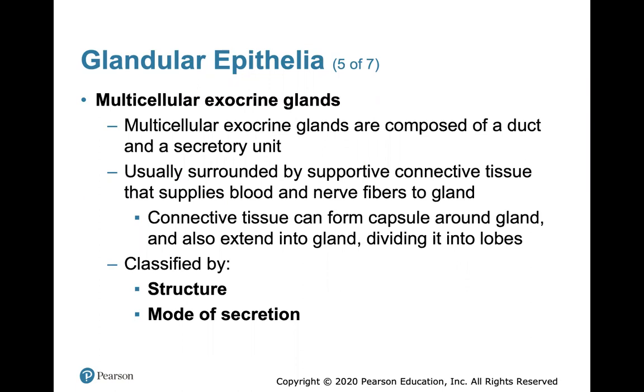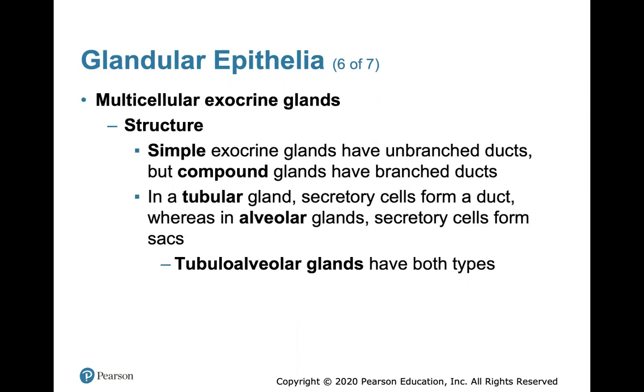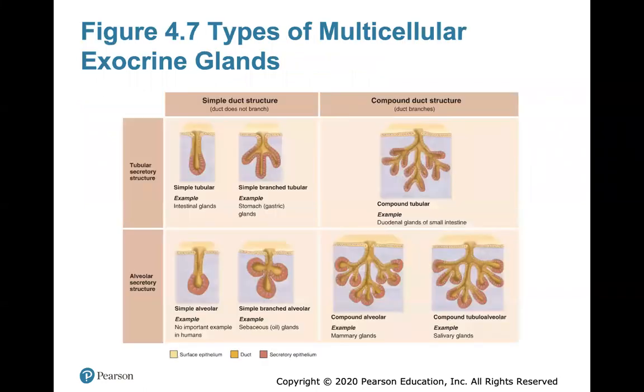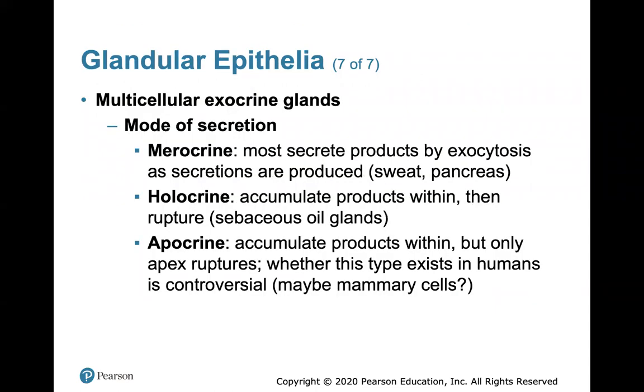Multicellular exocrine glands are composed of a duct and a secretory unit. They're classified by their structure and the mode of secretion. Their structure can be simple or compound. In a tubular gland, the secretory cells form a duct, whereas in an alveolar gland, the secretory cells form sacs. I won't ask you too many questions about details about these glands, but this just gives you a look at the different types of multicellular exocrine glands. You have a lot of different types depending on where they're located throughout the body.